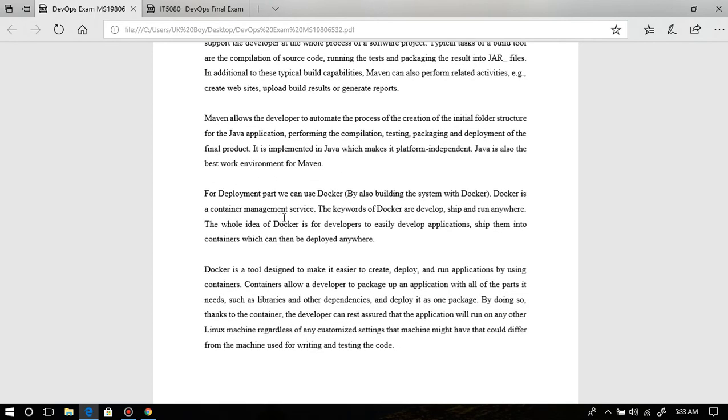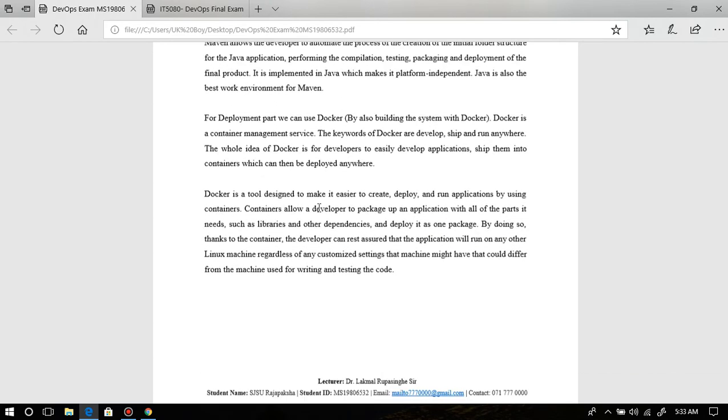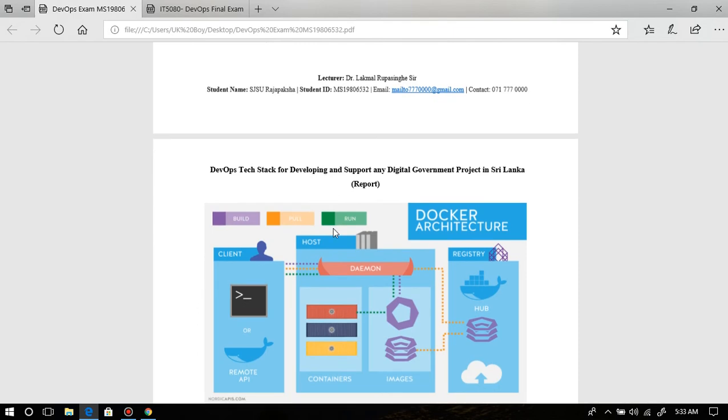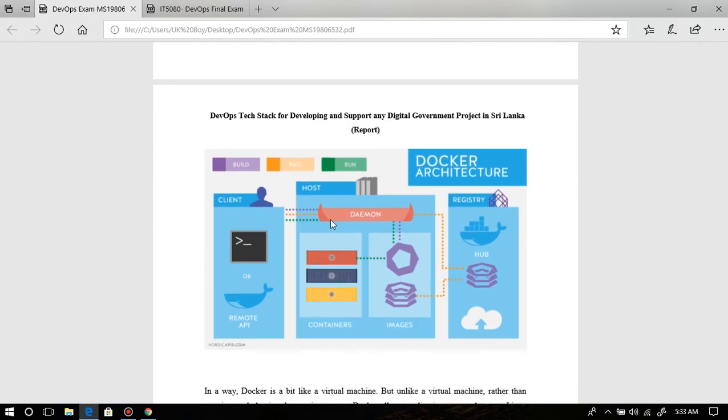Then after, the next important part is deployment. We can fulfill it with Docker. Here I have added the diagram of Docker.